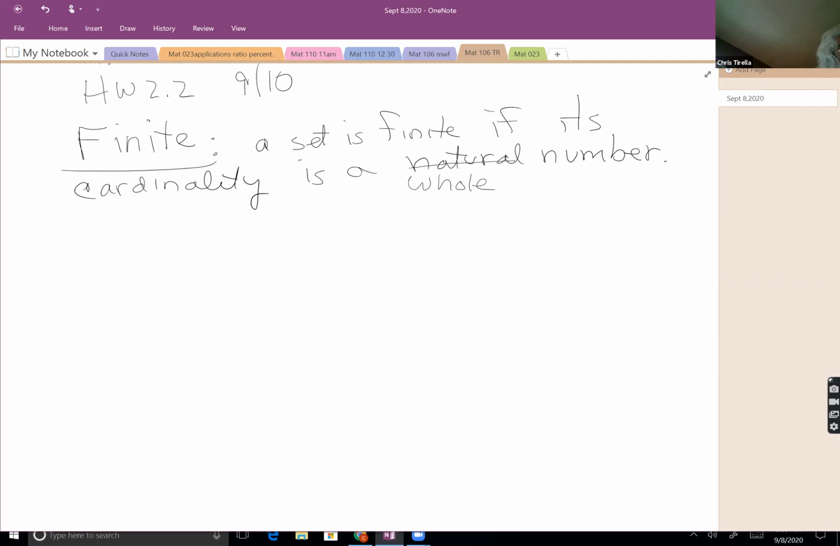Can anybody remember from last class what we meant when we talked about the cardinality of a set? How many elements are inside the set, the number of elements? Beautiful, it's the number of elements. And so if the number of elements is a whole number, a counting number, then that means we can count how many things are in there and stop. So we can count the elements.